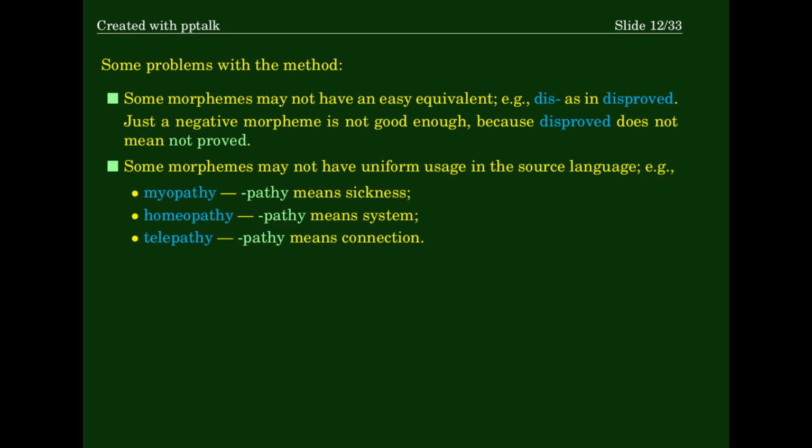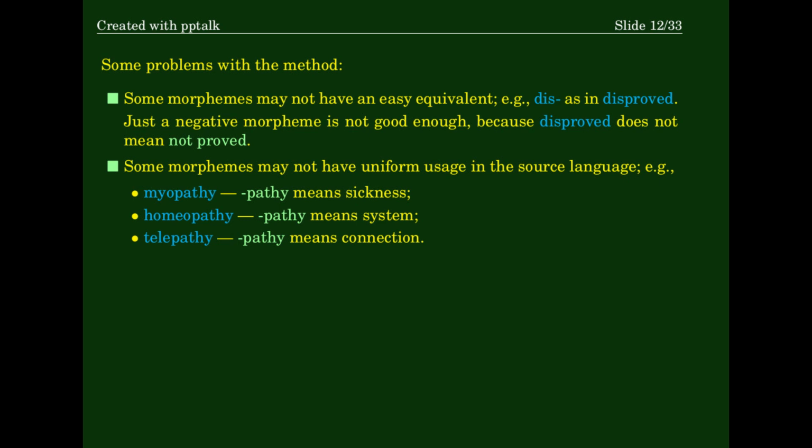Another problem is that some morphemes may not have uniform usage in the source language. For example, look at this morpheme pathy. English made a complete mess of this morpheme. In myopathy, pathy means sickness. In homeopathy, pathy means a system, in fact a system for curing sicknesses. Telepathy, here pathy means connection. So, pathy means many different things, and the only reason why these words came into existence is the people who started using them probably did not know or did not care about how the morpheme pathy means.